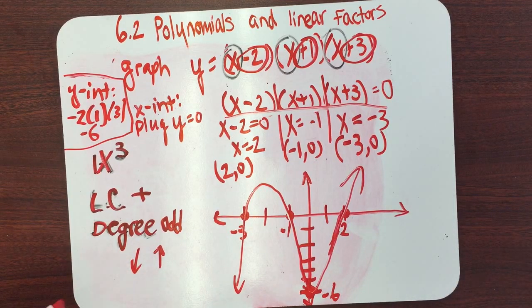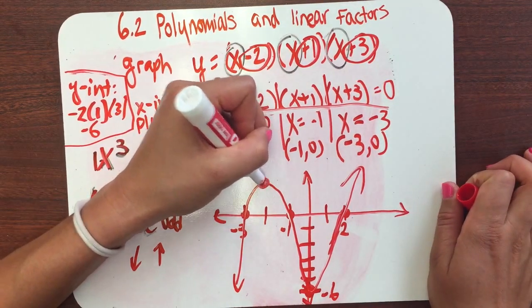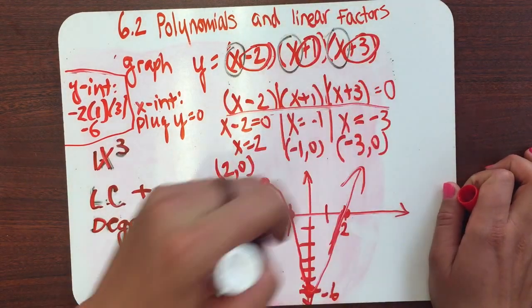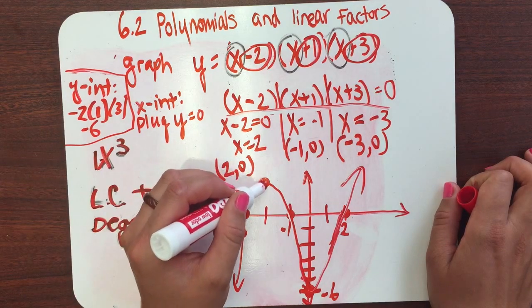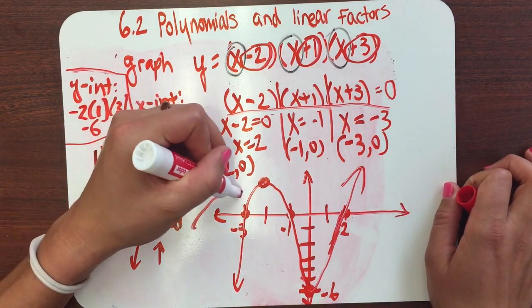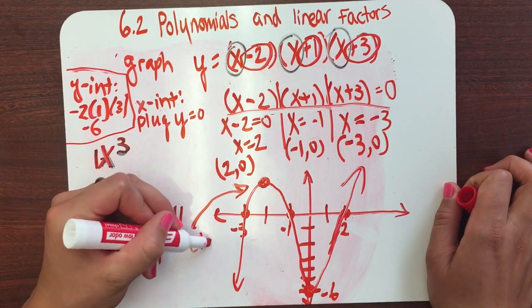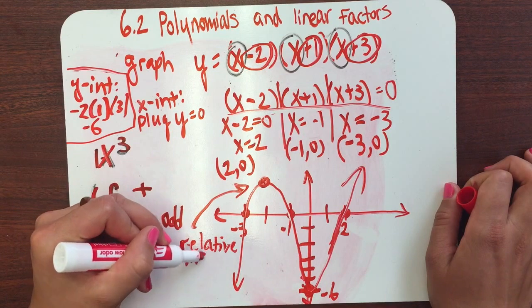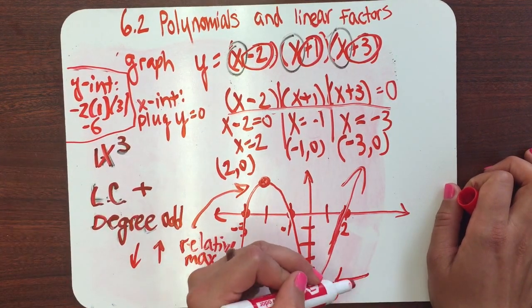So the last thing here is looking at your relative maximum and minimum. Right here, we don't have a maximum because it continues to go up, and we don't have a minimum because it continues to go down. But we do have a relative maximum, and that's this point right here. And we do have a relative minimum, and that's right here.